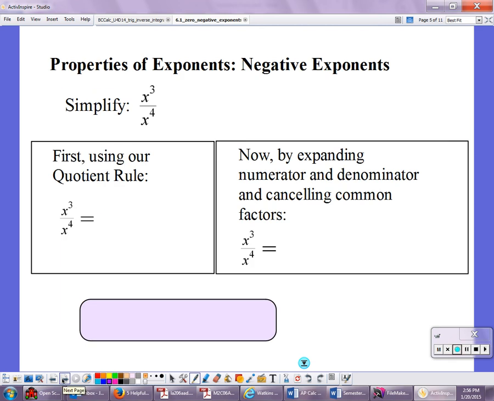All right. Well, let's talk about negative exponents. This came up actually in class, but let's see where these things come from. So take something like this: x cubed, x to the 3rd power, divided by x to the 4th.